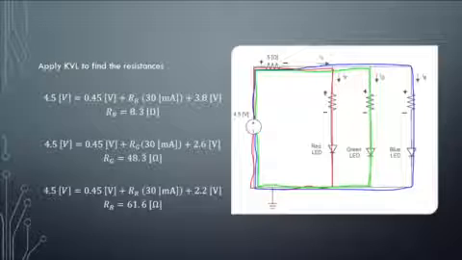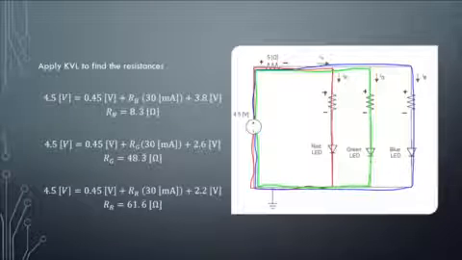We apply KVL to find the values for the resistors. The diagram on the right maps out each loop that is used to find each resistance. Through this, we find that the resistance with the blue LED is 8.3 ohms, the resistance with the green LED is 48.3 ohms, and the resistance with the red LED is 61.6 ohms. I want to note that because these values are not the nicest of numbers, if I were to actually build this circuit, I would use potentiometers to use these exact values.